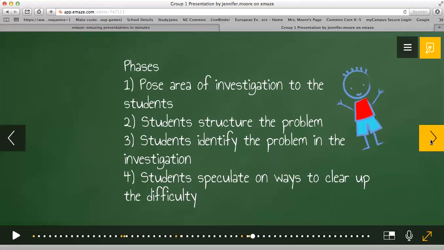There are 4 phases. Phase 1, pose area of investigation to the students. Phase 2, students structure the problem. Phase 3, students identify the problem in the investigation. Phase 4, students speculate on ways to clear up the difficulty.